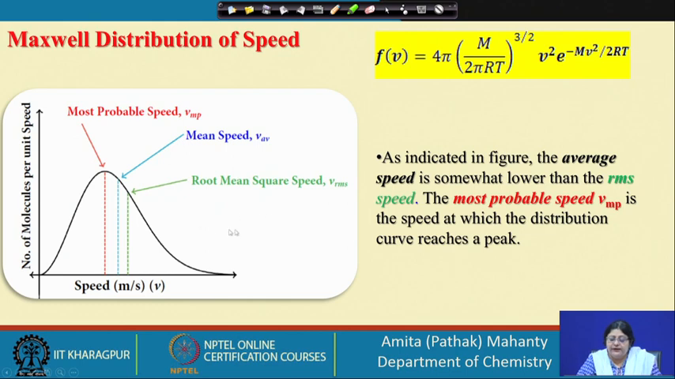The most probable speed is represented by this. As you see, when you have a distribution, this is the highest maximum possibility. So, this is the maximum possibility of the speed the molecules will have, but that is not the highest speed of the entire distribution. If you take the mean speed, the mean speed is in between the most probable speed and the RMS speed. RMS speed is the highest value.